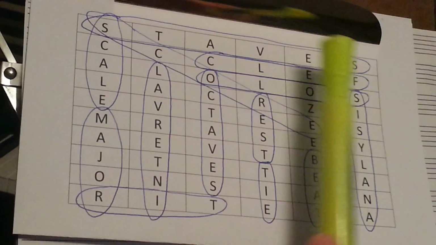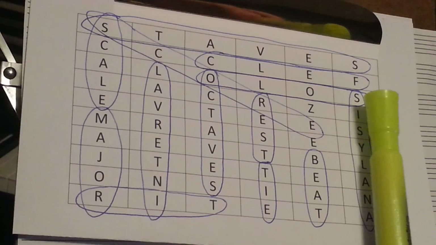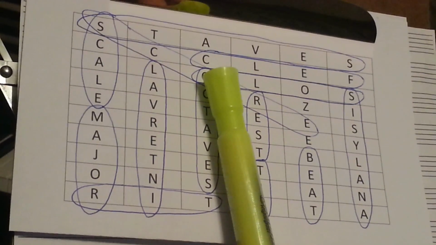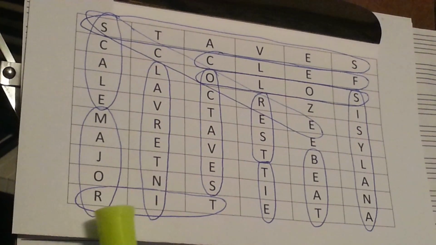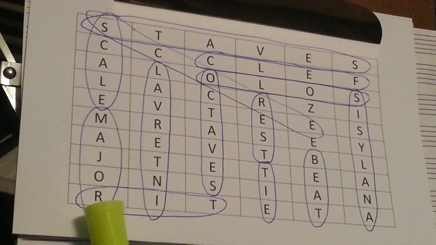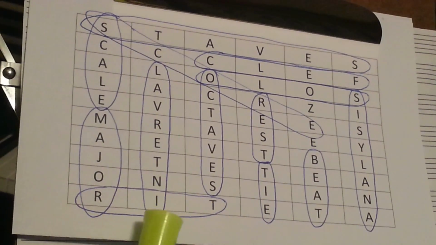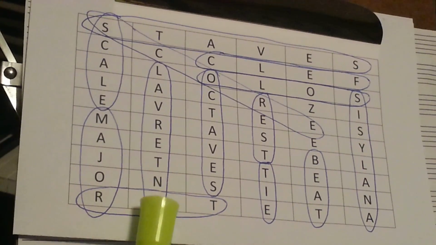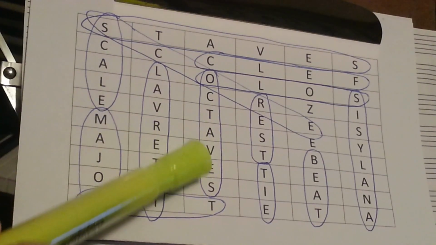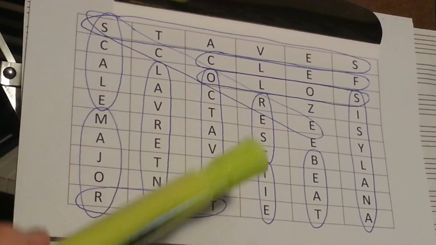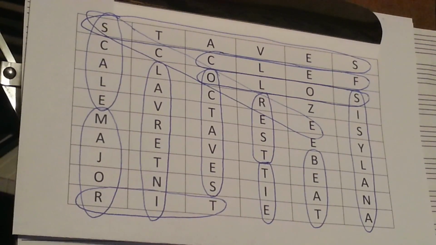Staves. Clef. How about this one backwards? Solo. Scale. Major. RIT in music means to slow down. It's short for retardando. How about this one? Interval, but you have to read bottom to top. Octaves. Rest, tie, and beat.